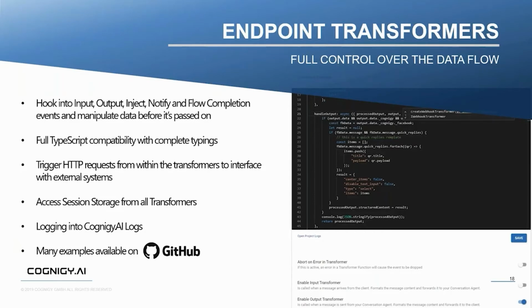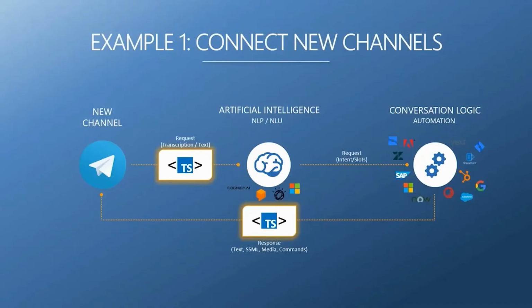So let me give you some examples of why endpoint transformers are extremely powerful and extremely valuable to our partners and customers. The first one is connecting a new channel. Imagine a new messenger comes out, or imagine you live in a country that has a specific messenger that's really not being used anywhere else, but you want to use Cognigy to enable your customers to communicate with you through that messenger. So that's a new channel, and previously only Cognigy could build new channels and include them in the product.